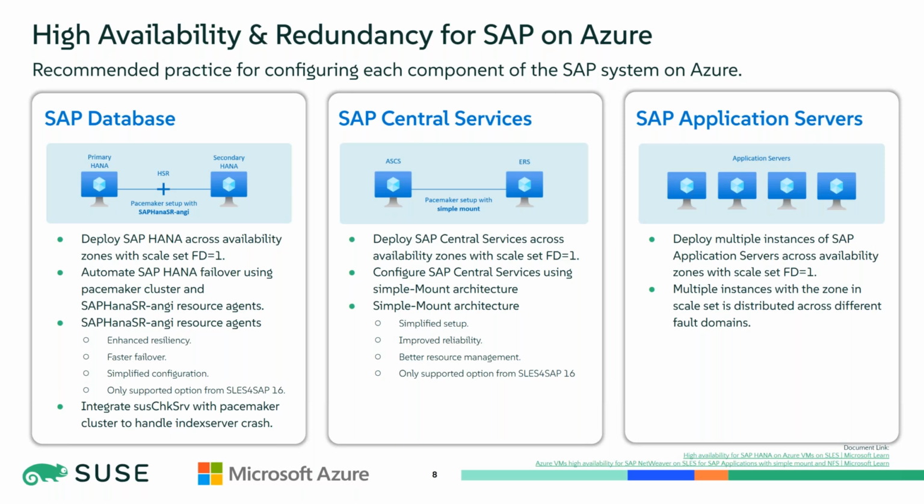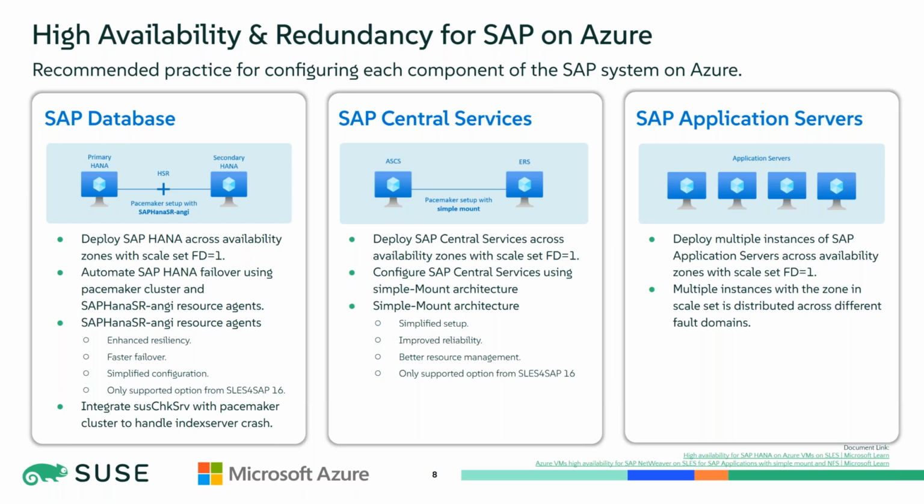And then the second layer is with regards to the SAP Central Service. Same, SAP Central Service, ASCS and ERS deployed across different zones. And you can configure this into SAP Central Service using the simple mount architecture. SUSE has recently released this simple mount architecture, a simplified setup where you don't have to create a cluster resource to manage the file system.